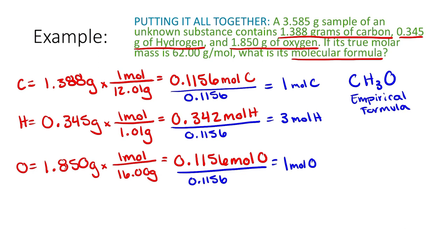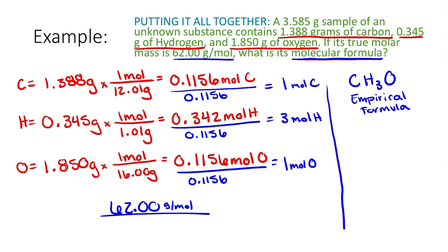But remember, the problem's asking me to find the molecular formula. But I do need the empirical formula in order to do that. And so now I have what I need to calculate the molecular formula, which is the empirical formula and the true molar mass, which is right here, 62.00 grams per mole. So in order to be able to divide my true molar mass, which is 62.00 grams per mole, by my empirical mass, I have to first calculate my empirical mass. So I'm going to do that over here.